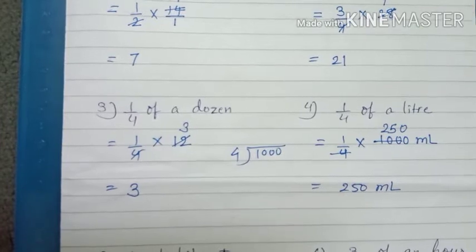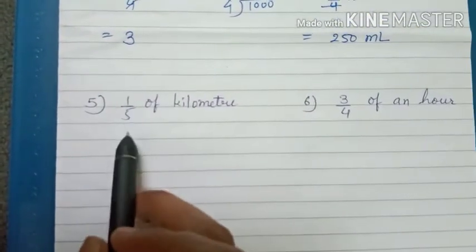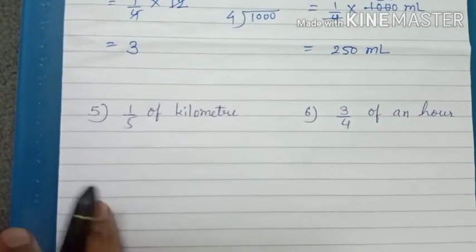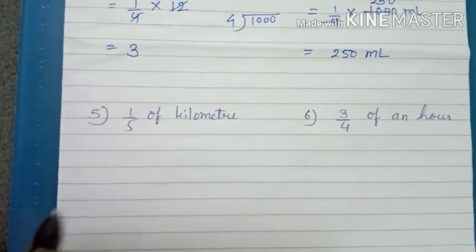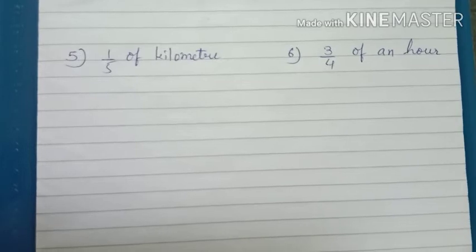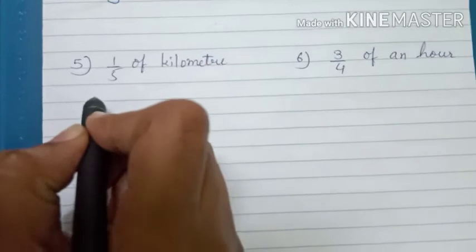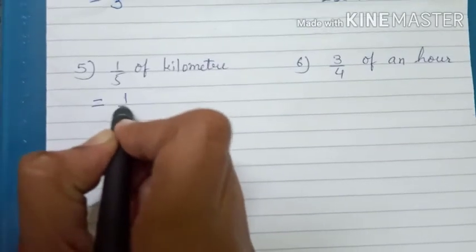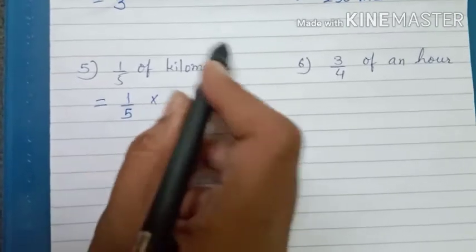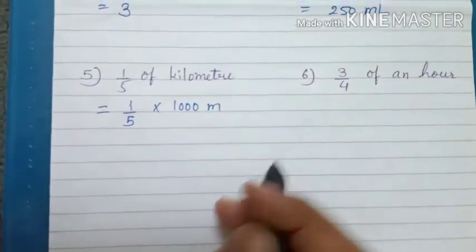Understood students? Okay, now let's see the next example. What is that? 1/5 of a kilometer. Everybody knows about the standard unit of meter, kilometer. Okay students? So students, 1 kilometer is equal to 1000 meter. Okay, so how can you write this? First you have to put the is equal to sign, then you have to write 1/5, that means 1/5 multiply. Instead of kilometer, what has to be written? 1000 meter.